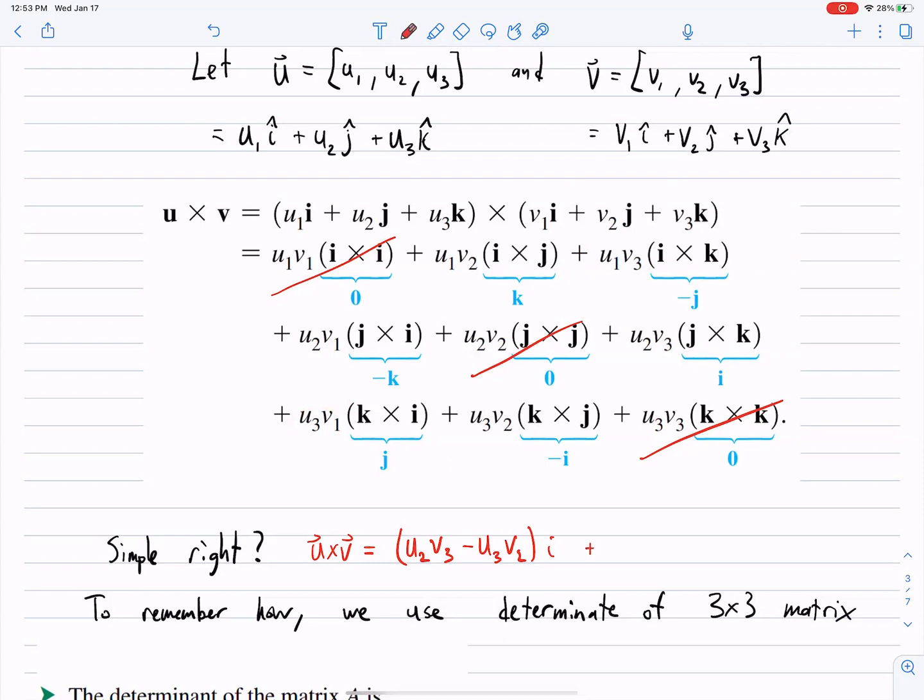So it'll be plus u3 v1 minus u1 v3 times j, and then plus, for the k component, it will be u1 v2 minus u2 v1.